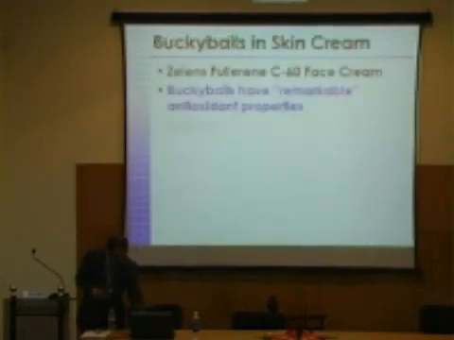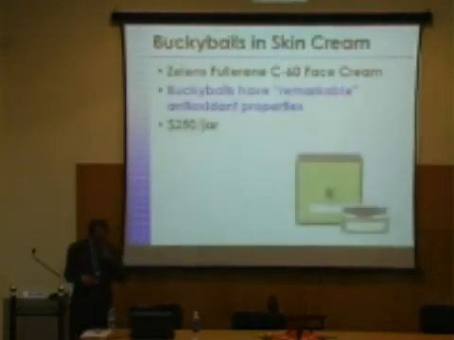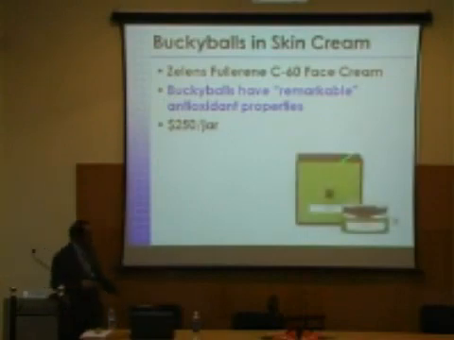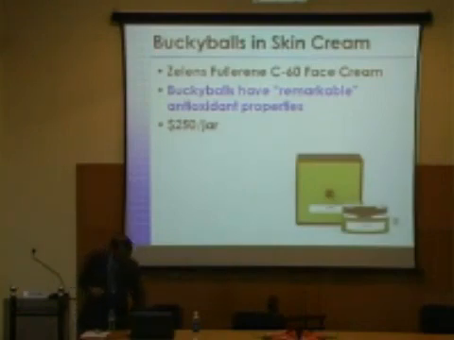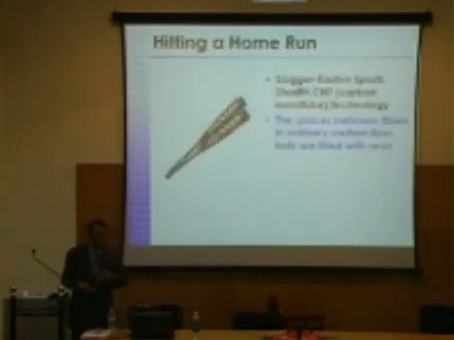And Buckyballs. These are all the Fullerene C60 face cream. You can buy that small jar for $250. They say that that has some kind of a reverse aging effect. I don't believe that, but there are some people who are willing to put that money because anytime they see a nano, they are so fascinated by that. But they do have some antioxidant properties.